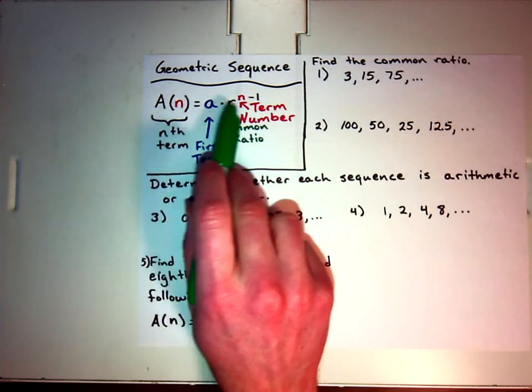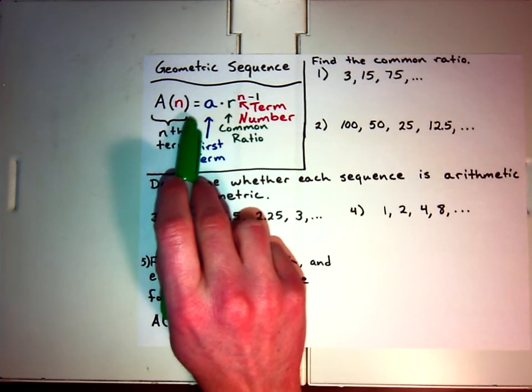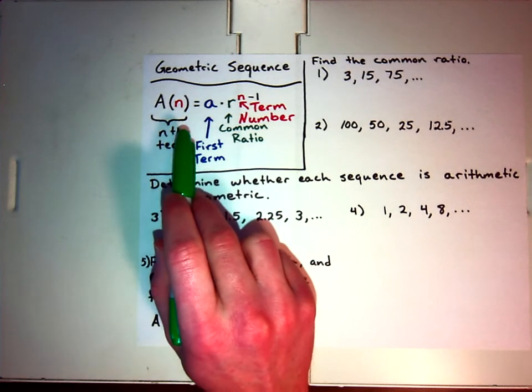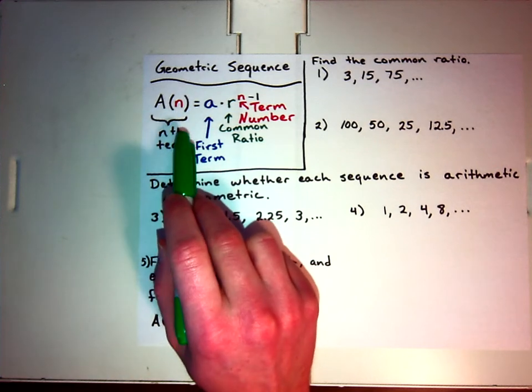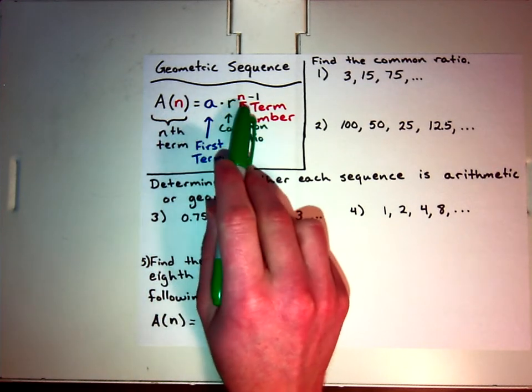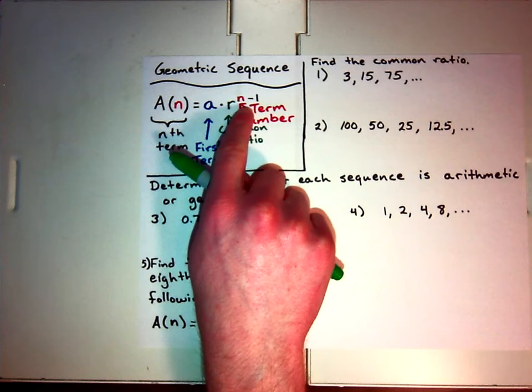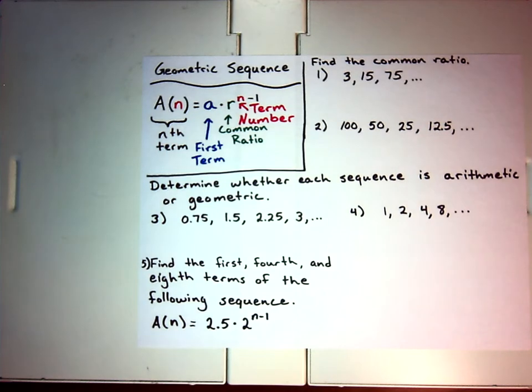Notice that those are the same colors. Whatever term you're testing, whether it's the 5th term, the 80th term, the 999th term, whatever term you put into those places. And then you'll subtract the number 1 from that n term. So let's look at some problems that we might face.